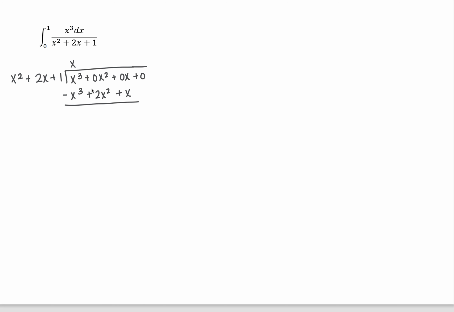Now I'm going to subtract. So I have a negative 2x squared minus x plus 0. X squared into negative 2x squared is going to be a negative 2. So we have negative 2x squared minus 4x minus 2. When I subtract, I'm going to change my signs. So I'm left with 3x plus 2 as my remainder. So that's going to be 3x plus 2 over the x squared plus 2x plus 1.